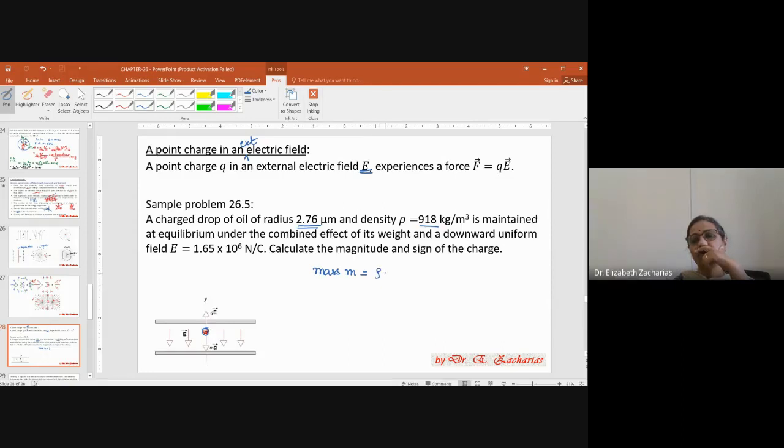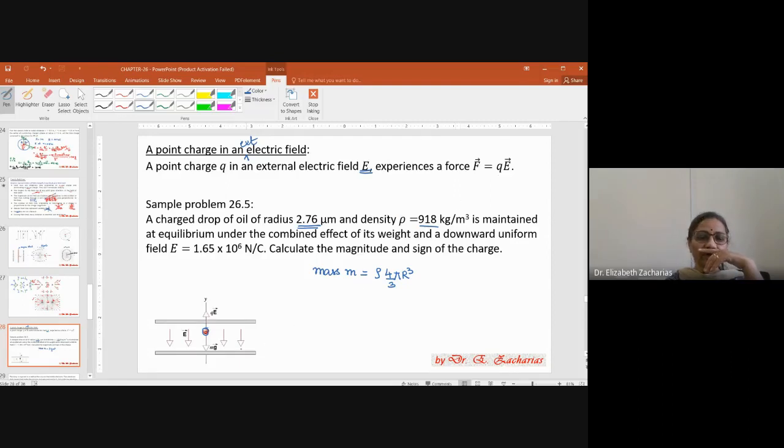Density into volume, so density into 4 by 3 pi capital R cube. So I can get the mass of the oil drop. Next, I know what the mass of the oil drop is, and I can actually calculate it.